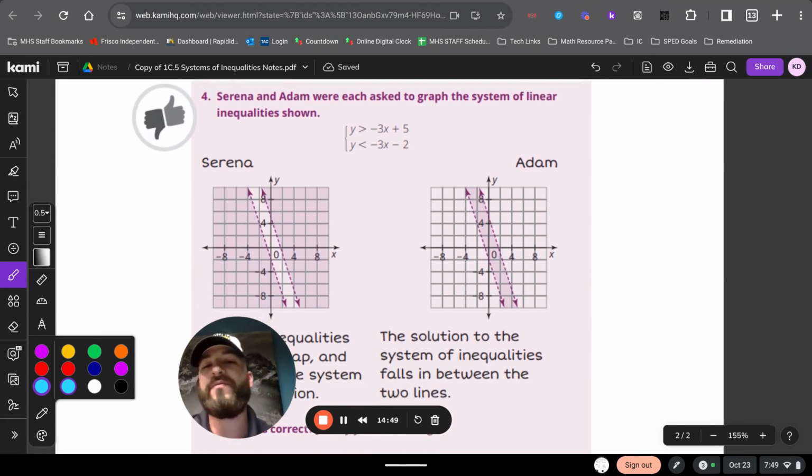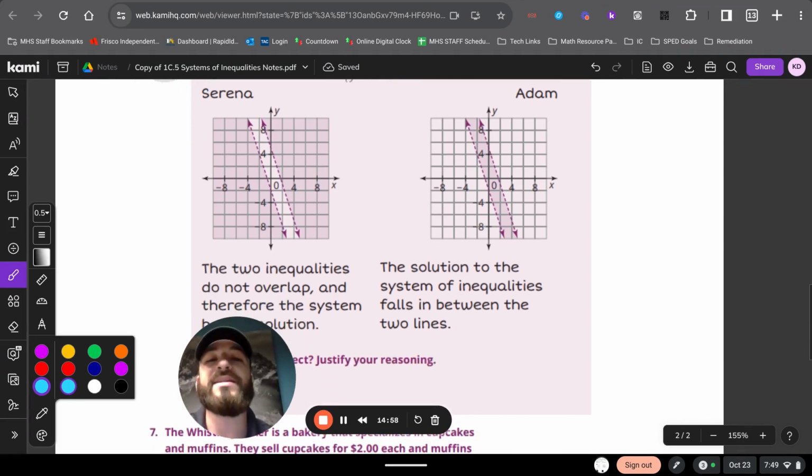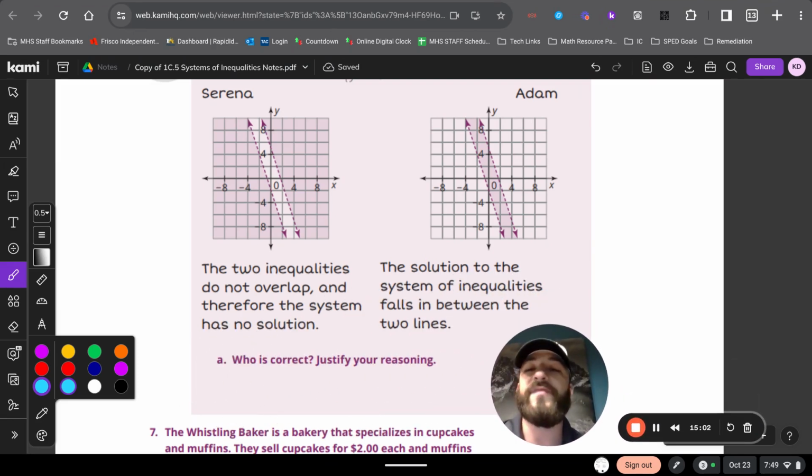So we have that system of inequalities below. Y is greater than negative 3x plus 5, and y is less than negative 3x minus 2. And Serena and Adam got the same lines graphed, but they shaded a little bit different. Serena shaded the outside of the two lines, and said that because those inequality areas do not overlap, there's actually no solution to the system of inequalities.